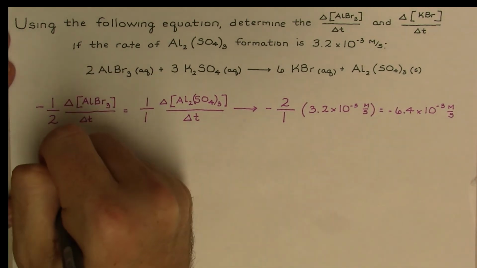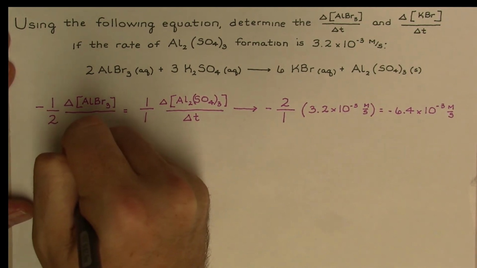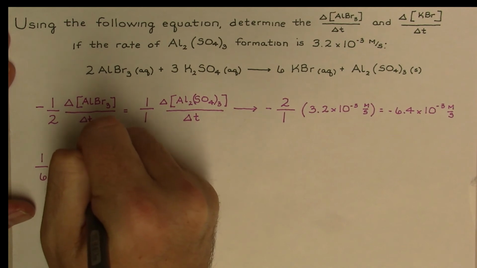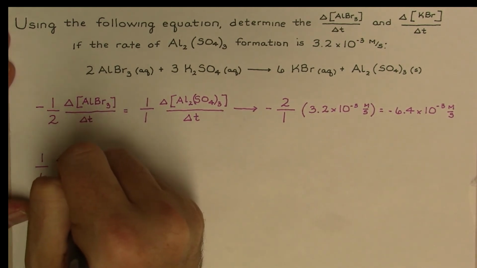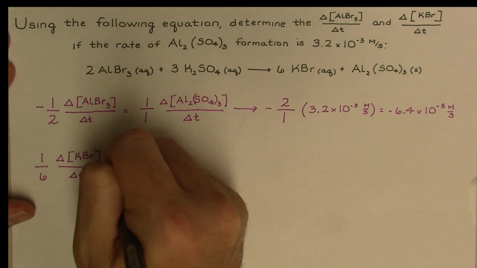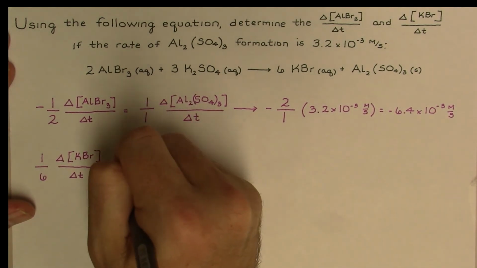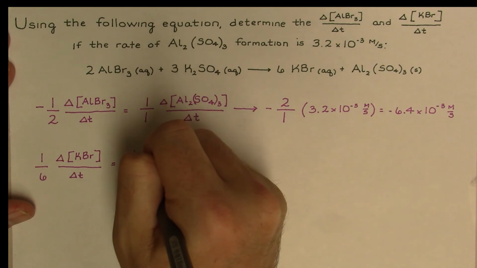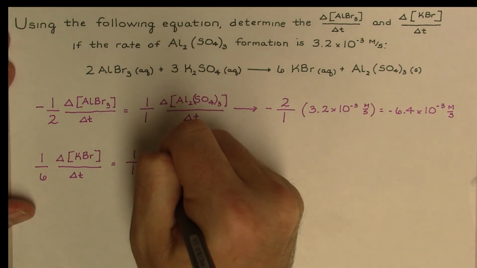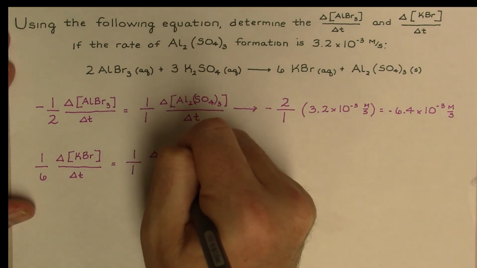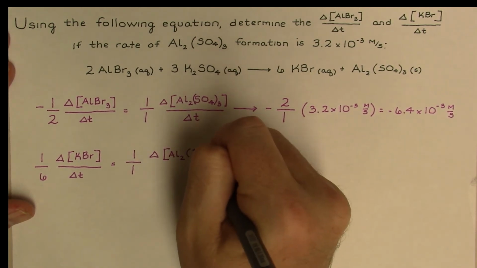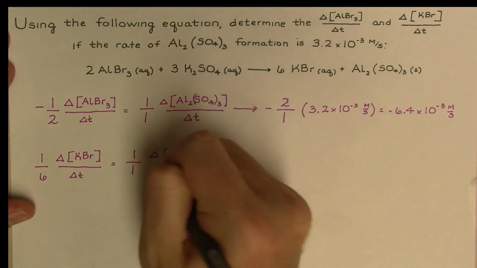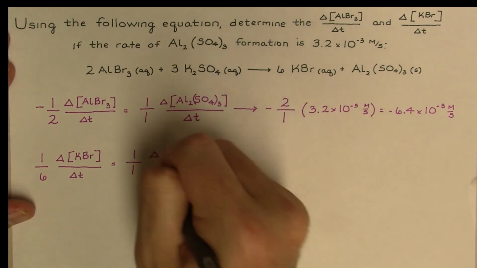For our second part, we can now set up our fraction for our KBr. Because our KBr has a 6 coefficient, this is 1 over 6, times our change in KBr over our change in time. We can set that equal to our 1 over 1 times our change in aluminum sulfate over our change in time. The bottom of our fractions come from our balanced chemical equations.